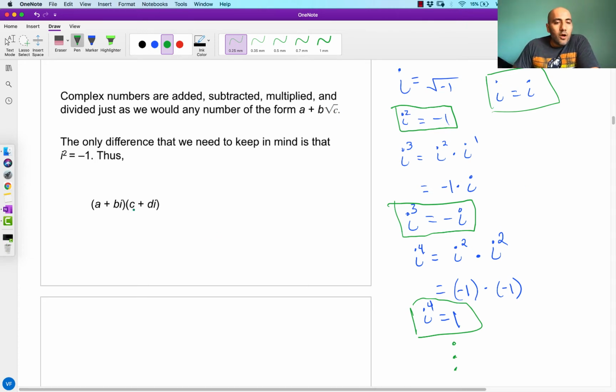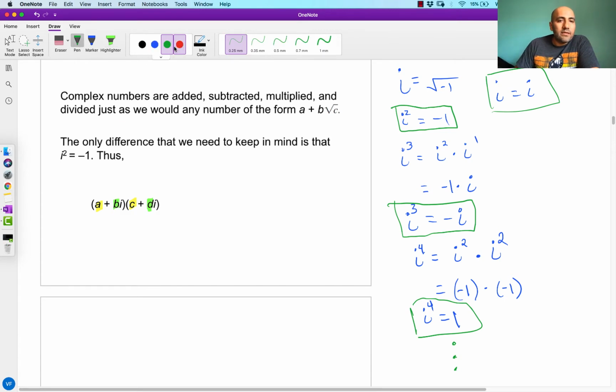Okay, so here is a complex number times a complex number. We have a plus bi times c plus di. This is where the real part of this complex number is the a. The imaginary part of this complex number is b. And then here, this is the real part of this complex number, and this is the imaginary part, right? So let me highlight all the real parts. This is the real part, and this is the real part. And then over here, this b is the imaginary part of the first complex number, and the d is the imaginary part of the second complex number.